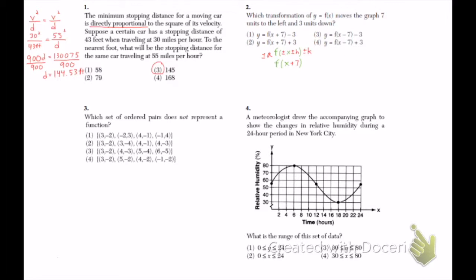Okay? And then it says, and 3 units down. Well, we know that the 3 down is the k parameter. And to go down, we have to minus k. So that becomes minus 3. So there's our final answer. If we're changing the parameter of the h to a positive 7, which means we move to the left, and changing the parameter of k, which is up or down, we want to go down, so it's minus 3, we see that the final answer is f of x plus 7, that's in parentheses, minus 3. Therefore, the answer is choice number 1.